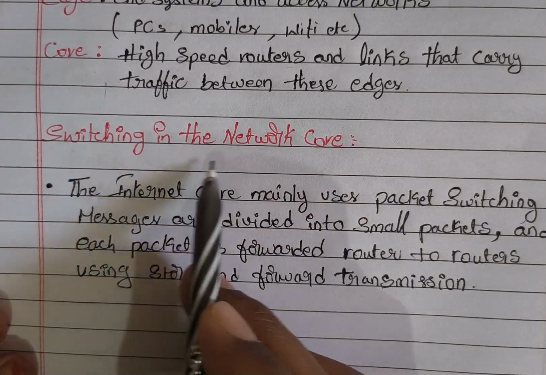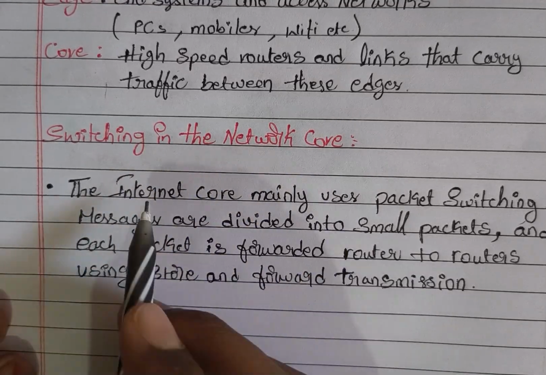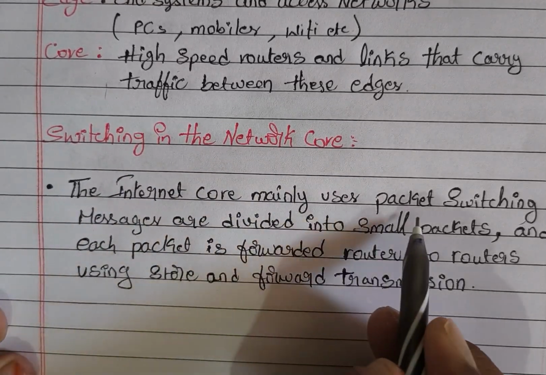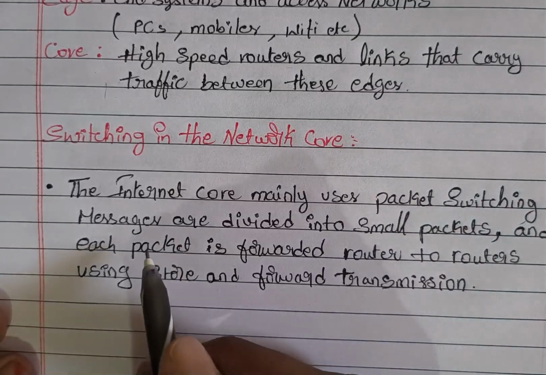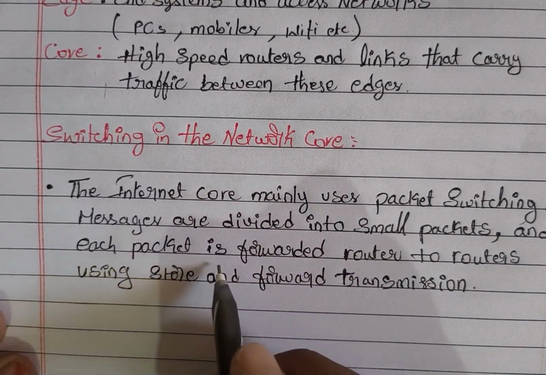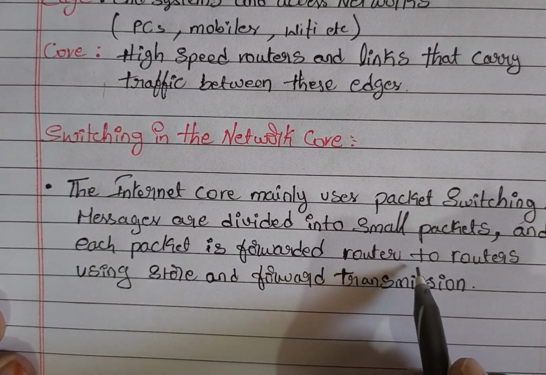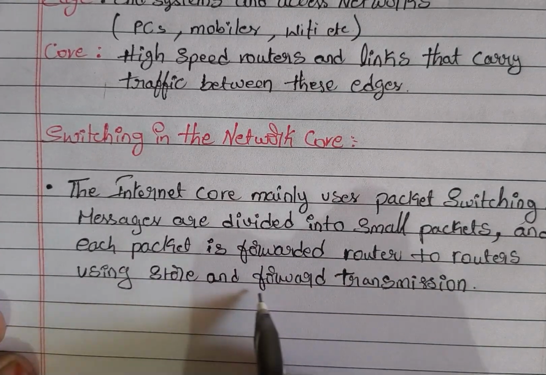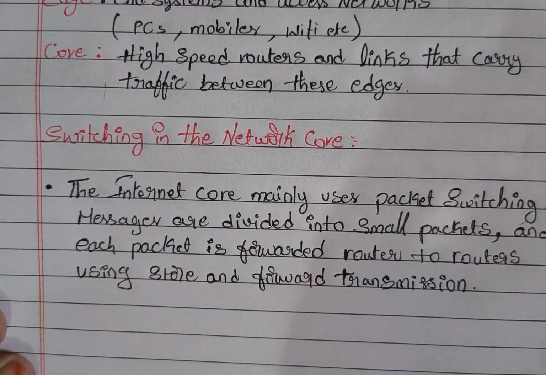Switching in the network core. The internet core mainly uses packet switching. Messages are divided into small packets, and each packet is forwarded router to router using store and forward transmission.